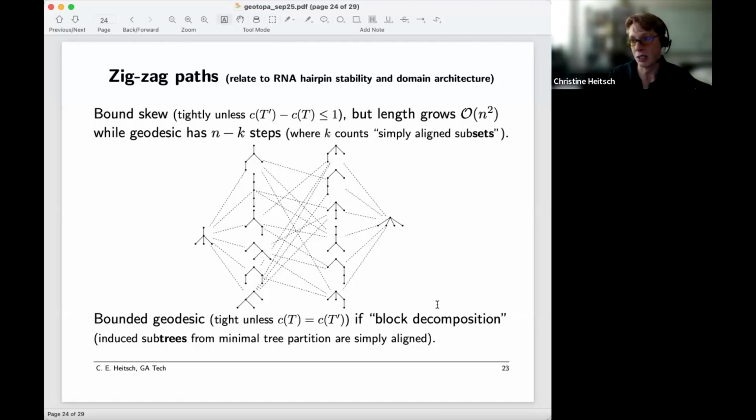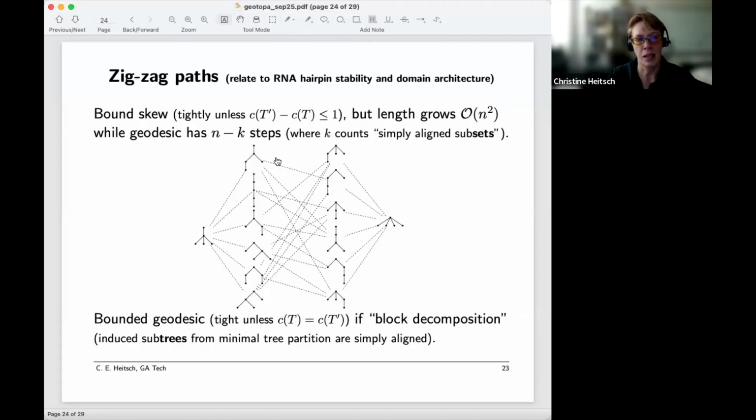But it would be of interest to be able to bound the length of the zigzag paths more tightly. This is a very rough upper bound. Also, the block decomposition is sufficient, but it's not obvious that it is also necessary, and so that's another question that we don't know the answer to yet.